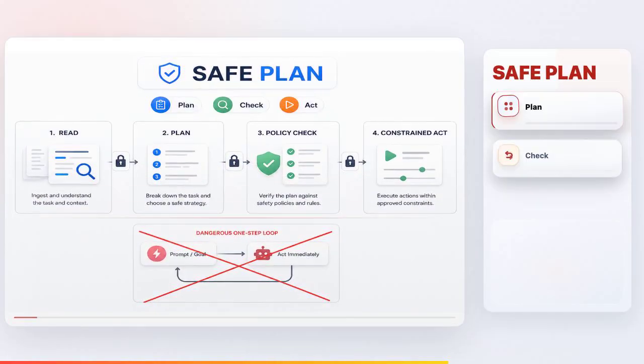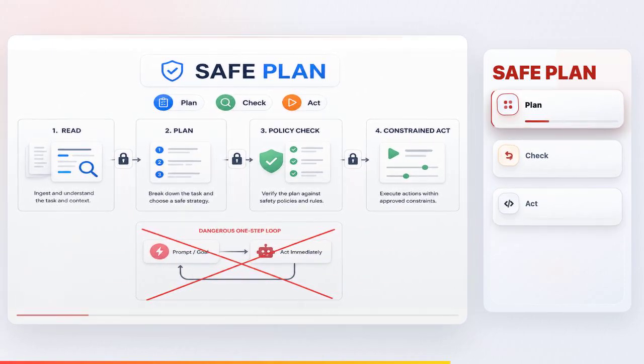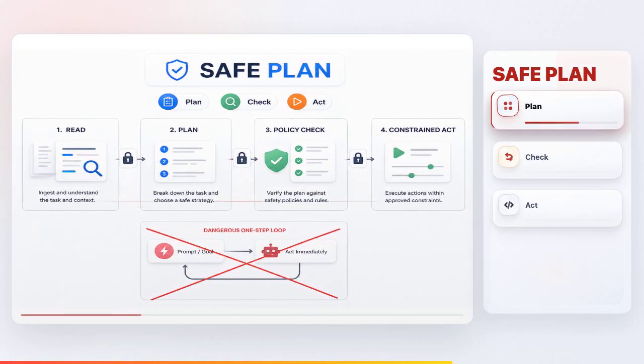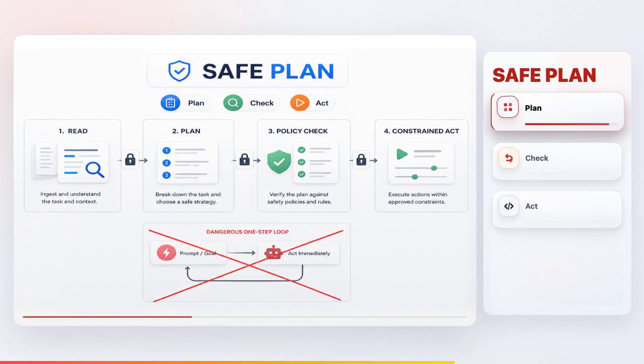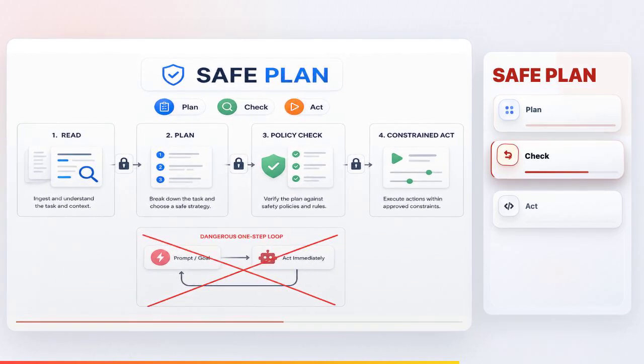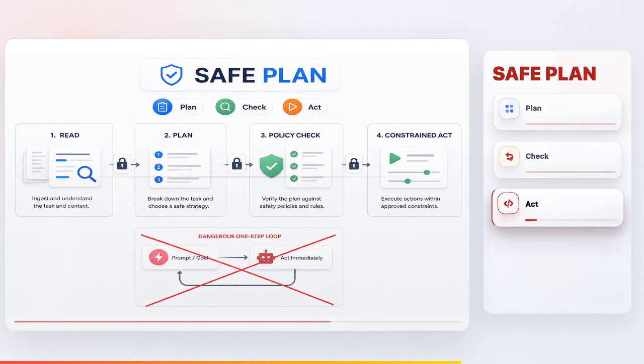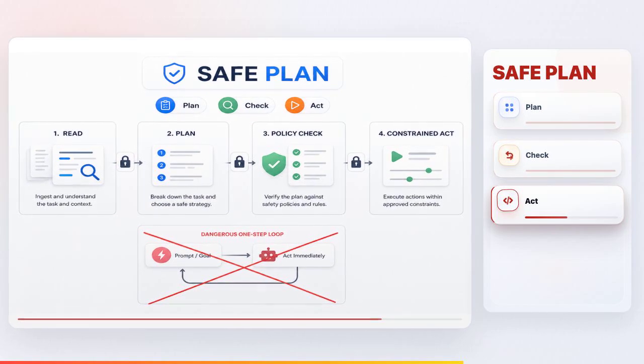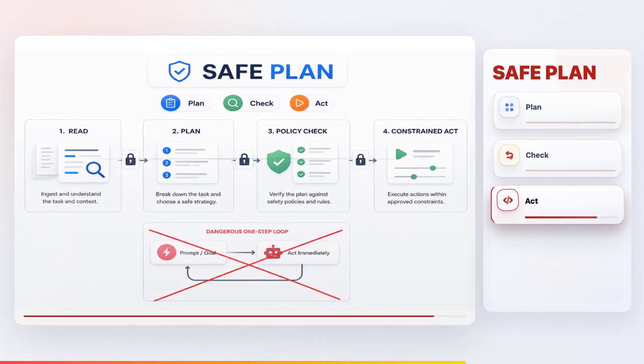A safer agent loop looks like this: read untrusted content, produce a plan, check the plan against policy outside the model, then act with the smallest tool permission possible. Never let read, plan, and act collapse into one unchecked step.